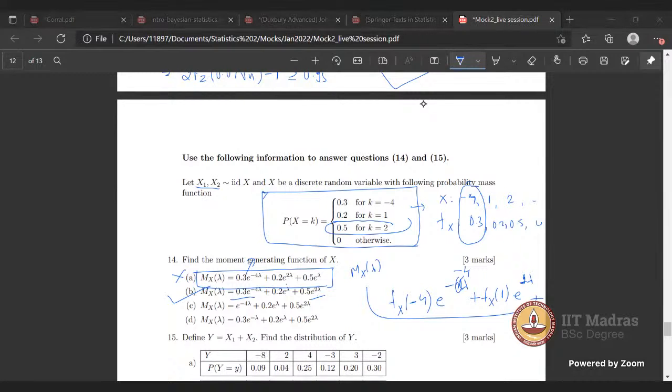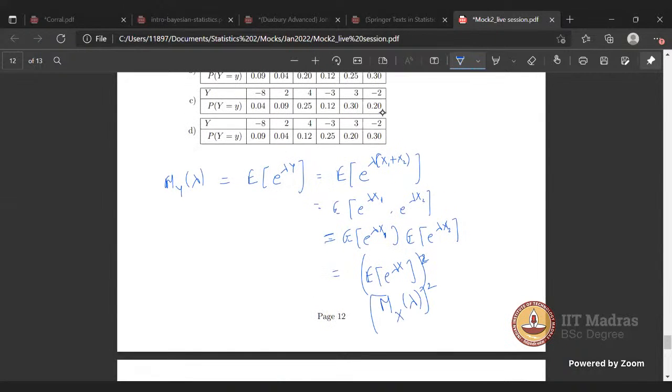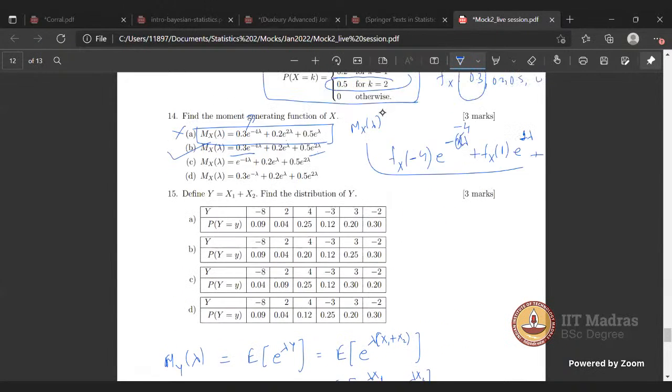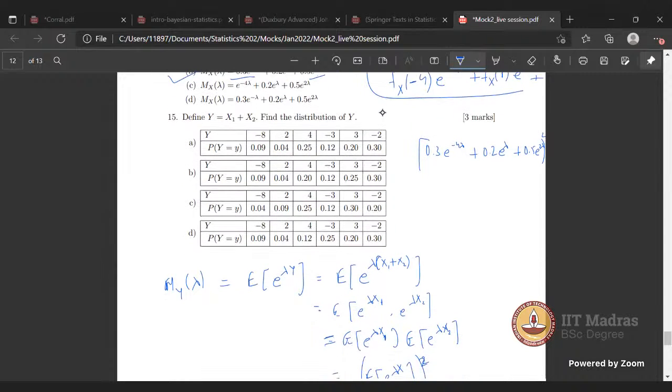Okay. So it is M_X of lambda the whole square. So what is M_X of lambda? We found M_X of lambda to be 0.3 e to the power minus 4 lambda plus 0.2 e to the power lambda plus 0.5 e to the power 2 lambda, that is the whole square. So what is the formula of (a plus b plus c) whole square? It is a square plus b square plus c square plus 2ab plus 2bc plus 2ca. We'll use the same one.